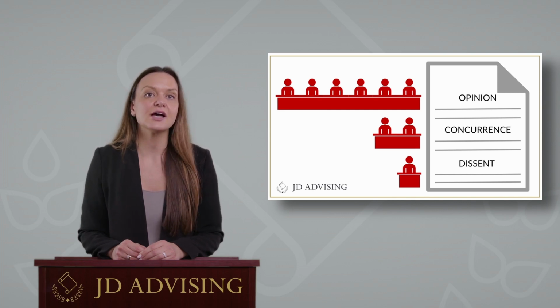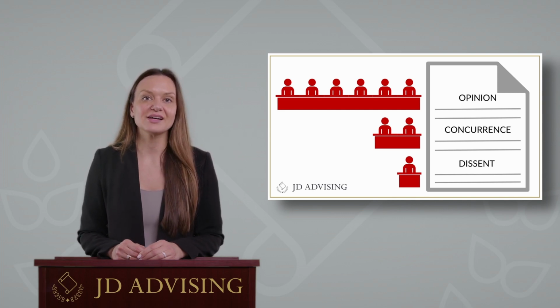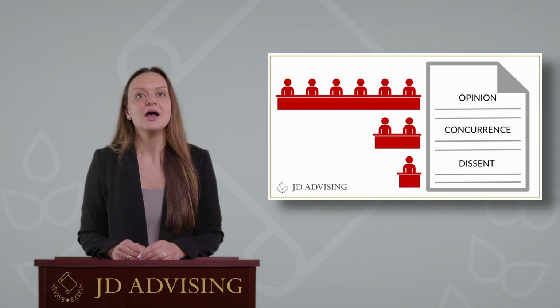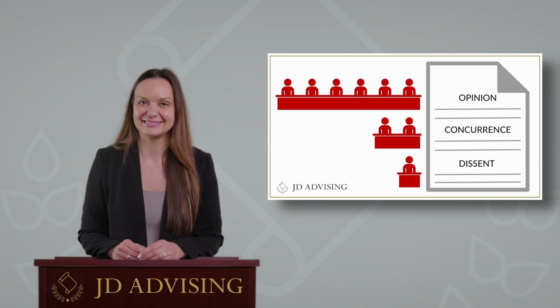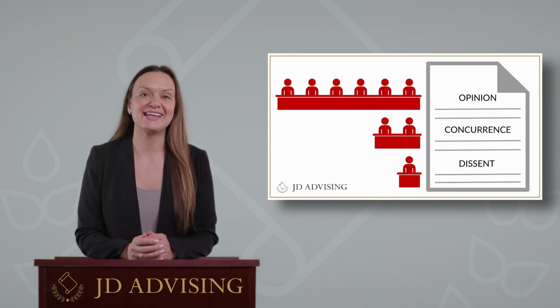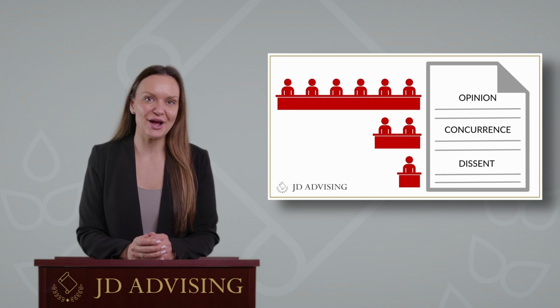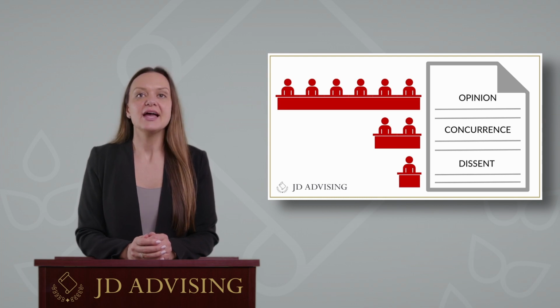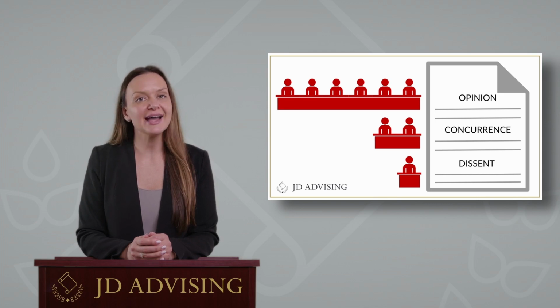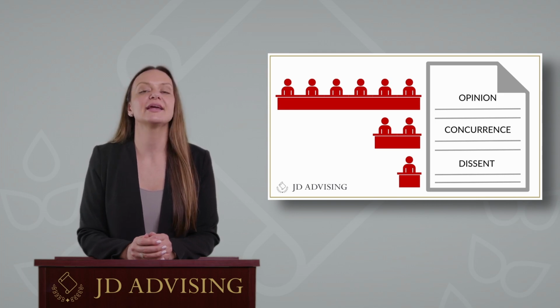The concurrence agrees with the outcome, thus they concur with the outcome, but they do not necessarily follow the rationale of the majority. Essentially, the concurrence is saying, yes, the case should turn out this way, but for a different reason. And lastly, the dissent disagrees with both the outcome and the rationale. The dissent is essentially saying, nope, this case should not turn out this way at all, and this is why.